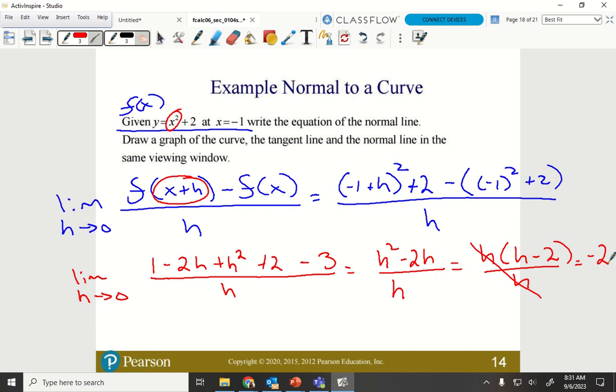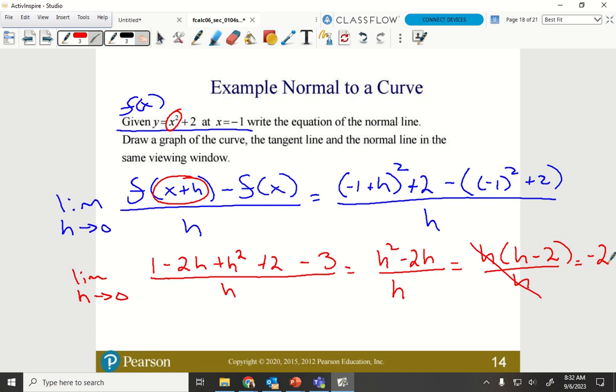We use a limit to find this value. What does that mean? It is the slope. Not yet, not yet. So, the slope of my curve, because these are curves, the slope of my curve when x is -1 is -2.